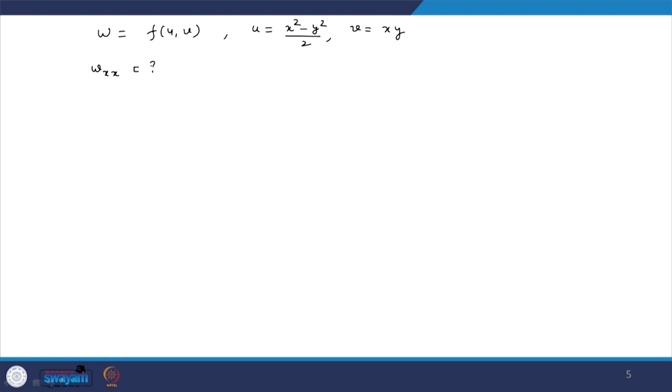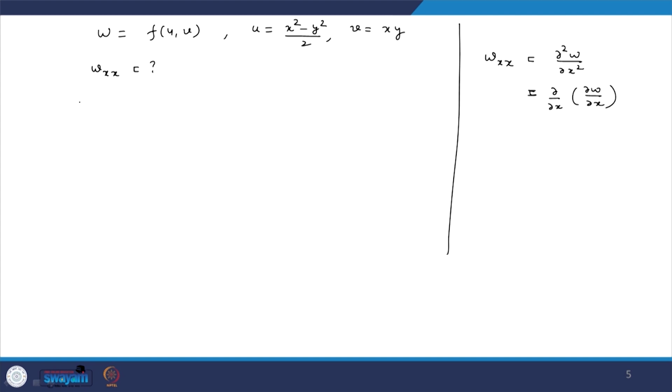Now, what do you mean by w x x? W x x is the second order partial derivative with respect to x, that is simply equal to del square w upon del x square or del by del x of del w by del x. Okay. So, how can we find this using chain rule? So, let us try to find it here. Now, here w is a function of two independent variables u and v, and u and v are functions of x and y. So, first compute del w by del x. Using that, we will try to find out del by del x of del w by del x.